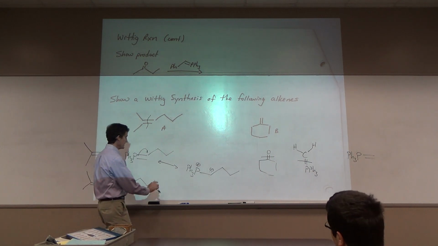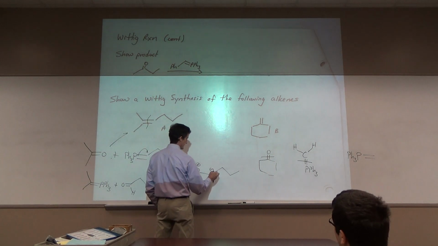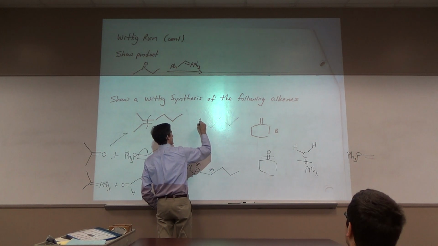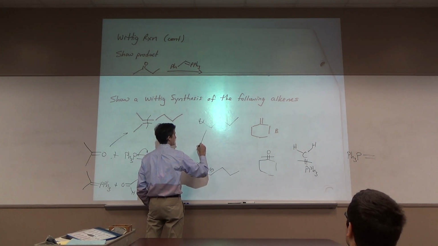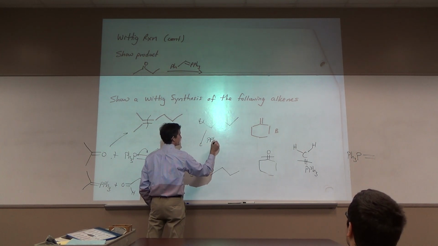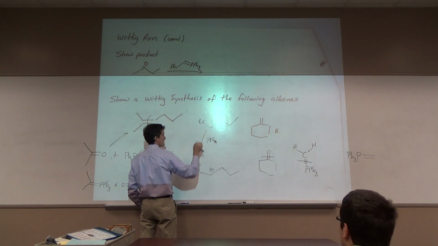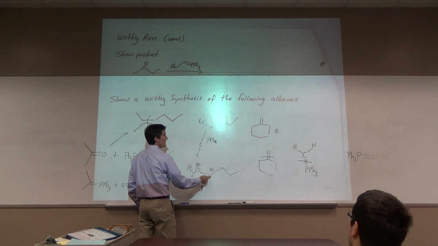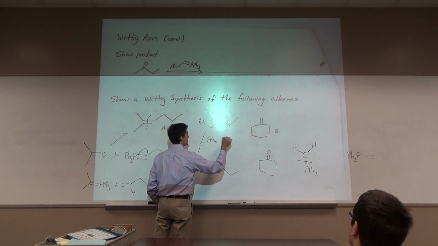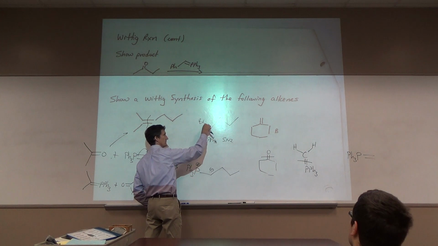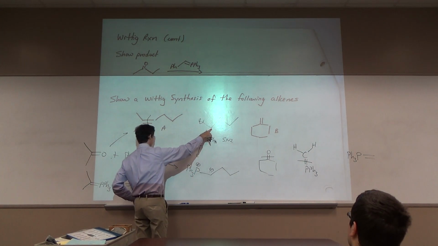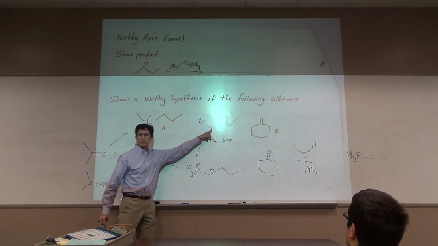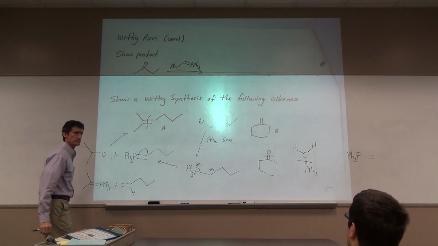Because ultimately, how do you make the Wittig? Ultimately, it comes from something like this, reacting with triphenylphosphine, and then you extract a proton. But here you're doing the SN2, and you'd rather have this carbon be less substituted. That's the carbon that ends up here. Way back over here, less substituted is better, because you're doing your SN2.